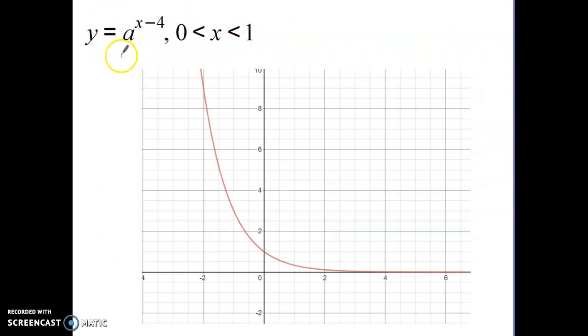All right, let's try this one. This time I've got exponential decay. I can tell it's decay because my a value is in between 0 and 1.